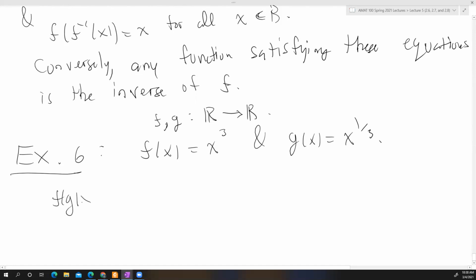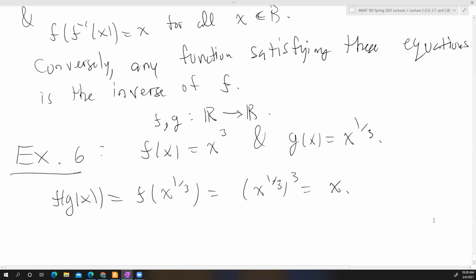Well, it's pretty straightforward. We just compose the functions, f of g of x, and so when we plug in g, we get this. And now we're going to plug in x to the 1/3 into f. So that means we have to write this down. And then the 1/3 and the 3 cancel, and you just get x back. I won't do the other one because it's similar, but you can check that if you compute g of f of x, you'll also get x.